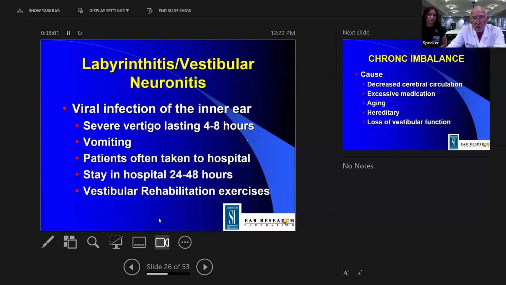What happens is the virus goes into the inner ear and it destroys the balance nerve. And so it takes months to develop your balance again by doing various rehabilitation exercises. And usually you have to do those exercises twice a day for the rest of your life to keep your balance as good as it can be.